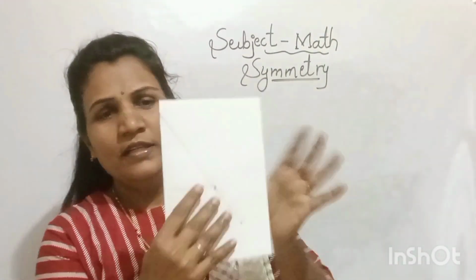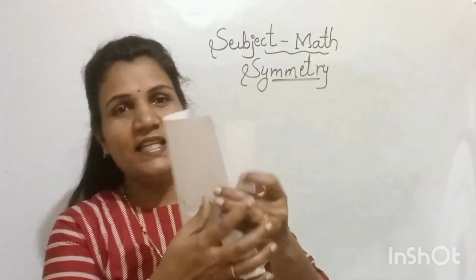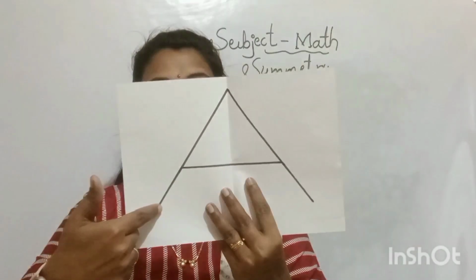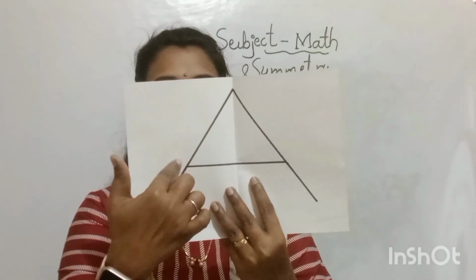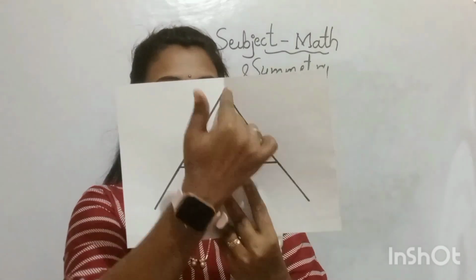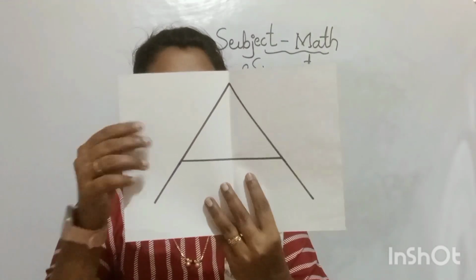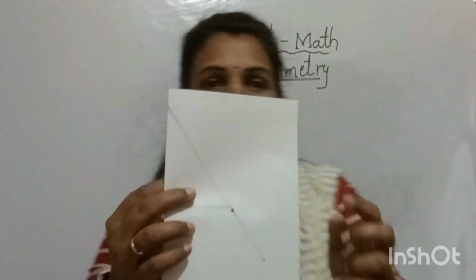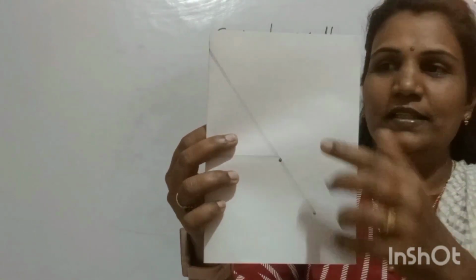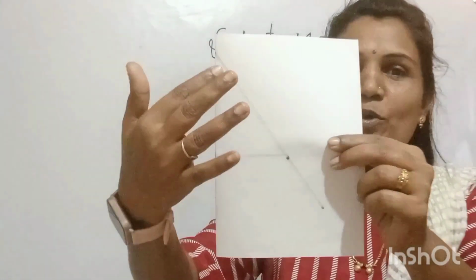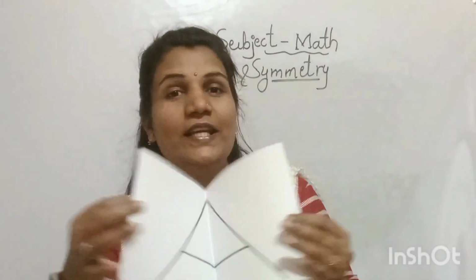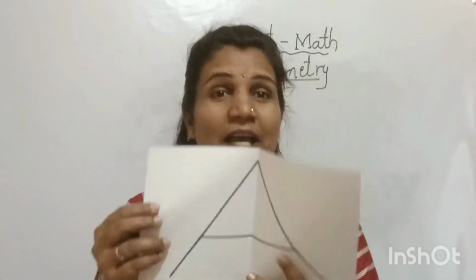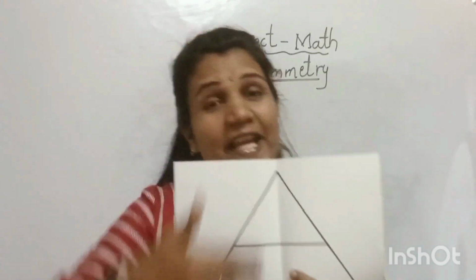See, if I fold this paper, this side of the letter A is superimposed on, or will flap onto, the other side of the letter A. I hope you can see this line. One side of the letter A is superimposed with the other side. This superimposition is called symmetry, or axis of symmetry, or the line of symmetry.